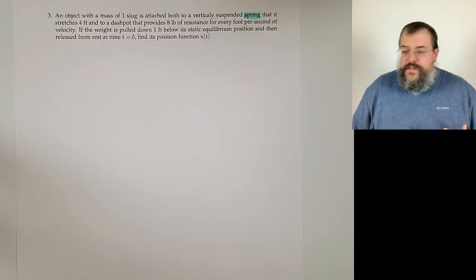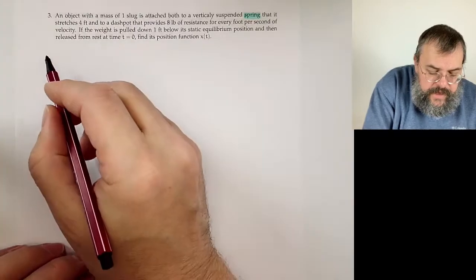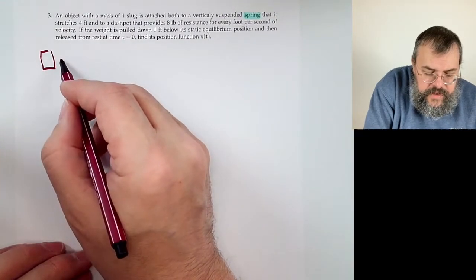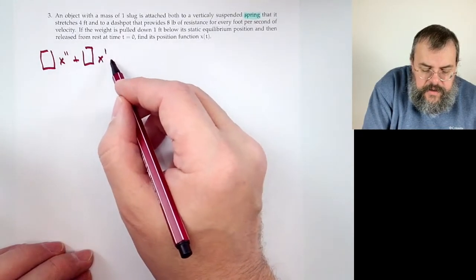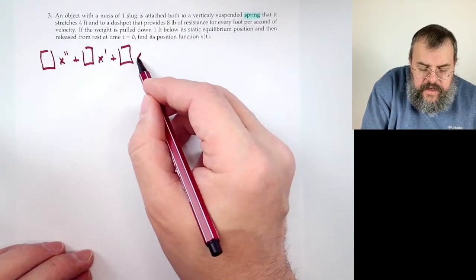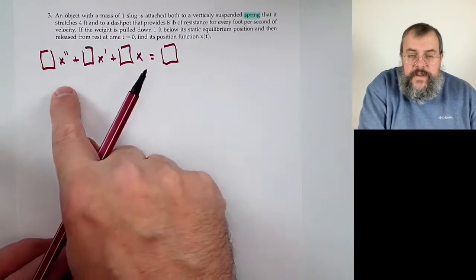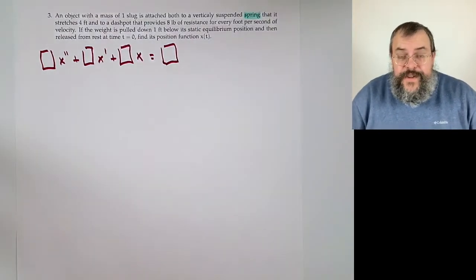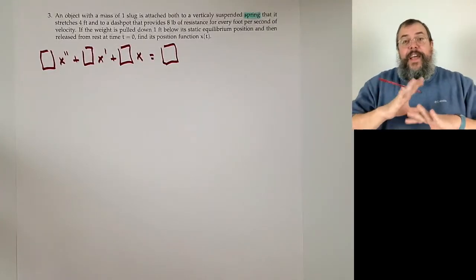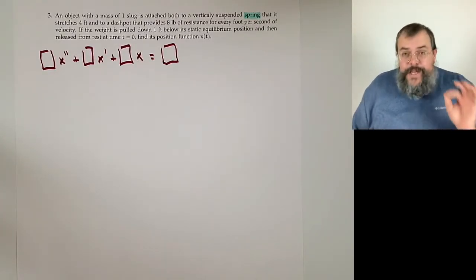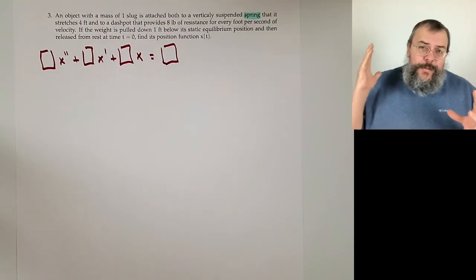The good news about spring problems is they're set up in a nice way. What we have is something x double prime plus something x prime plus something x is equal to something. So we have these 4 potential boxes to fill in. I want to talk about what these boxes are, because this is not just do the problem. Let's review a little bit here, because I really want us to nail this.